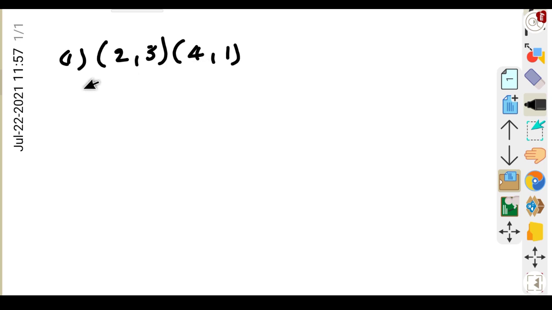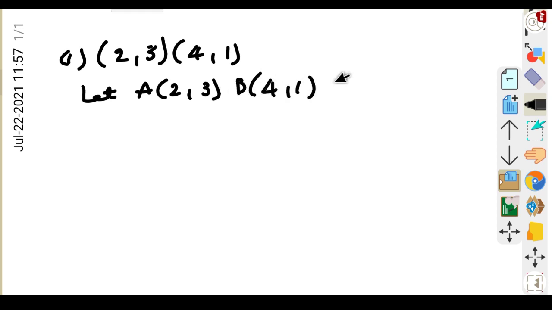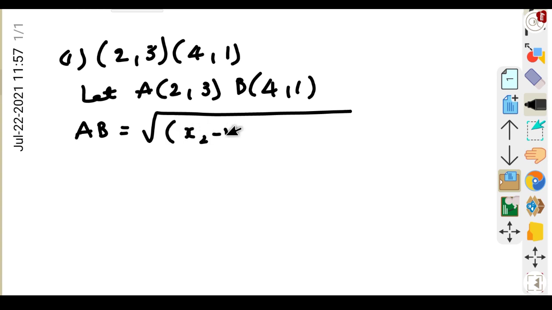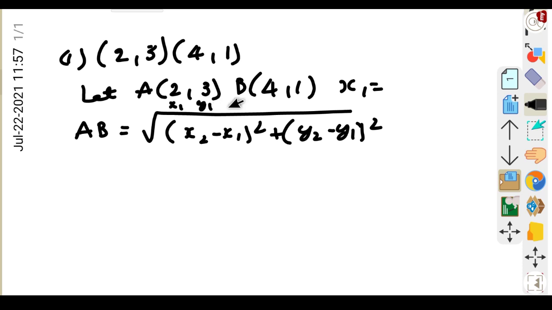Okay, now let me write, let A of 2 comma 3 and B of 4 comma 1 be the points. You need to find the distance AB. So I'll write the formula now. The formula says square root of x2 minus x1 whole square plus y2 minus y1 whole square. Call the first point x1, y1, and the second point x2, y2.